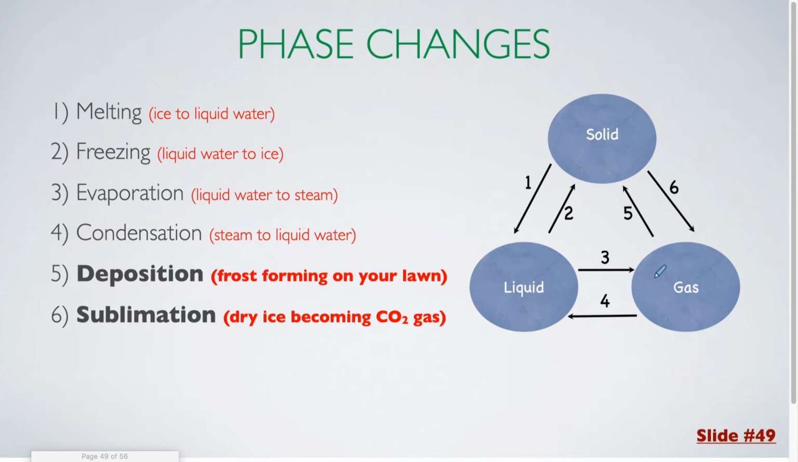So deposition would be when you're going from a gas directly to a solid. And a good example of the deposition would be in the winter when you have frost which forms on your lawn. So you have water vapor, which is skipping the liquid phase and going directly into the solid phase. Next, you have sublimation. So when you're going from a solid directly to a gas, a good example of this would be dry ice. So dry ice is frozen carbon dioxide, and if you let that sit out, it's going to go directly back into a gas and it's going to skip the liquid phase. So these are 6 terms for phase changes.